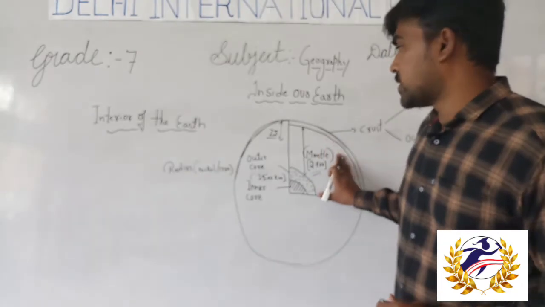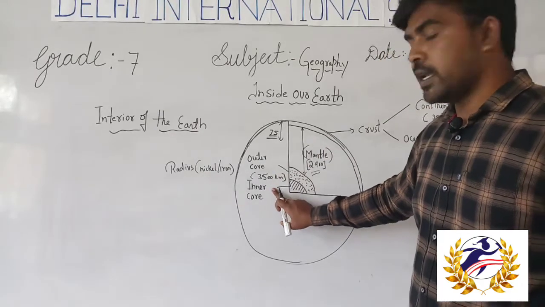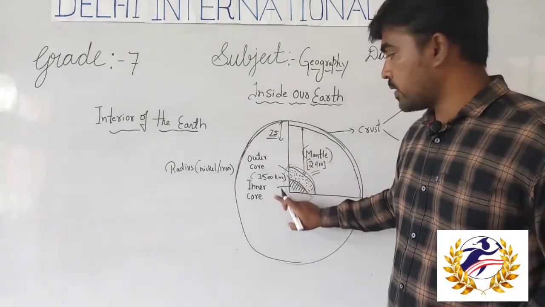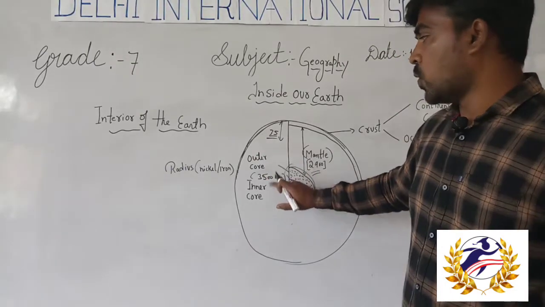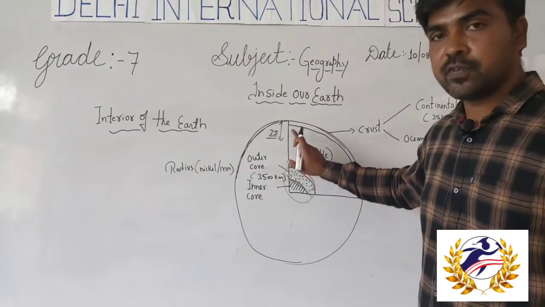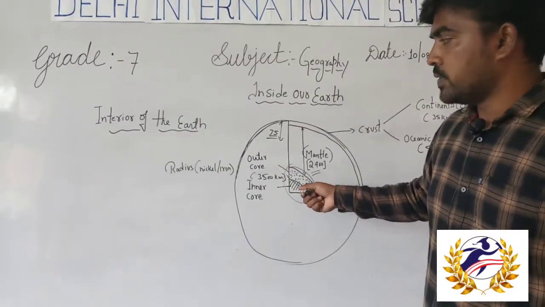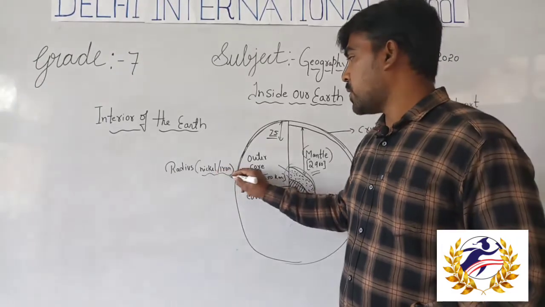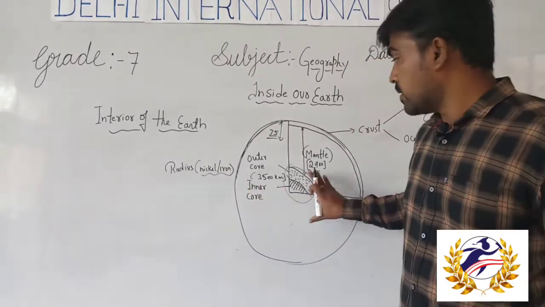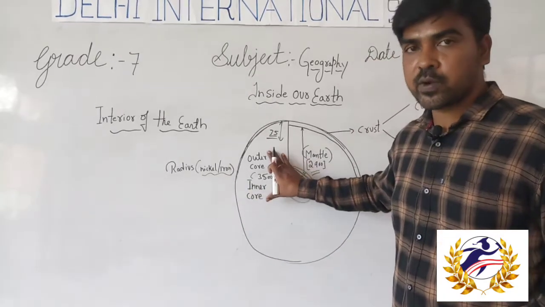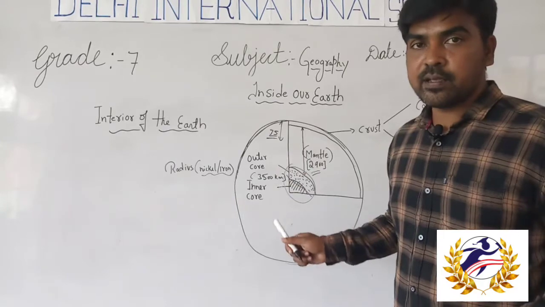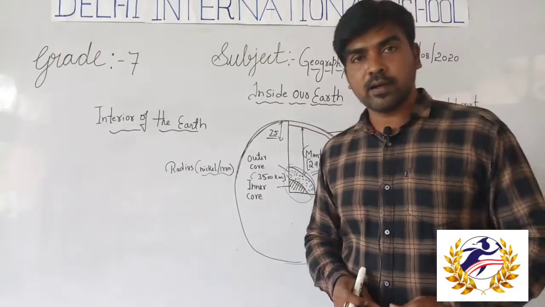Next is the outer core and inner core. Together we call it the core, which is once again divided into outer core and inner core. The radius of the core is about 3500 kilometers. Radius means half of the diameter. This core is made up of nickel and iron; nickel and iron oxides are more present in the core. So this is about the interior of the earth.